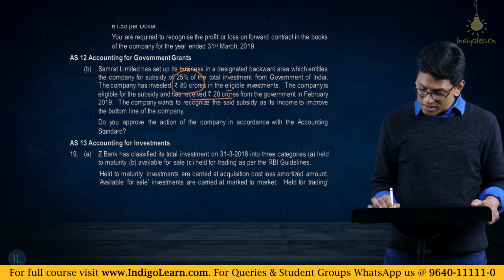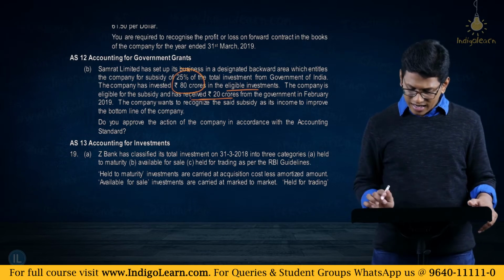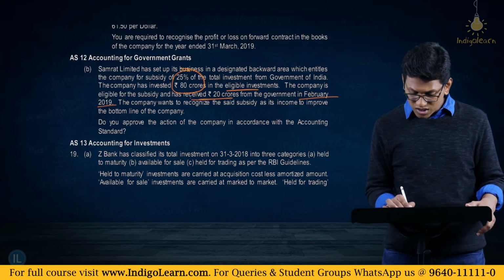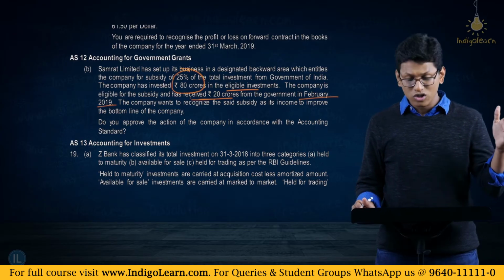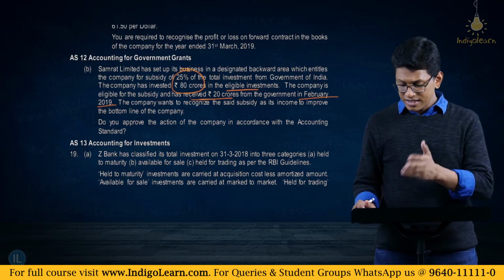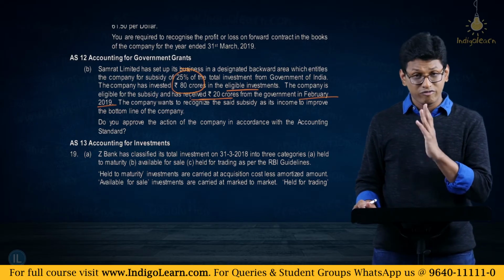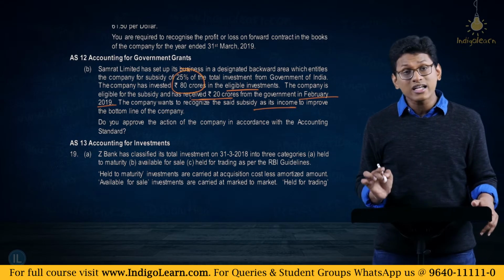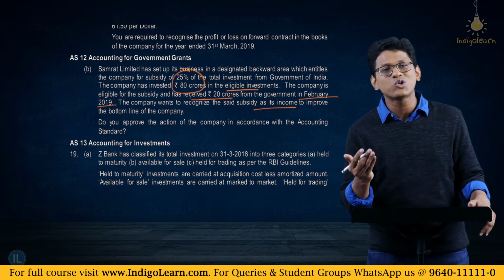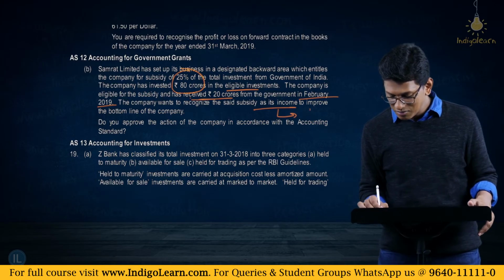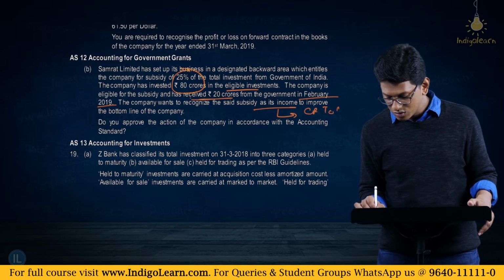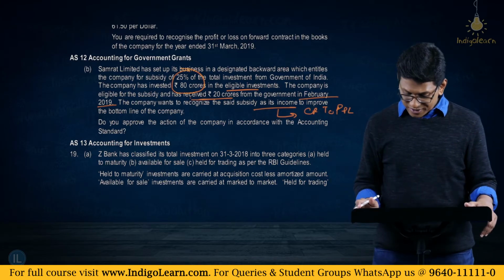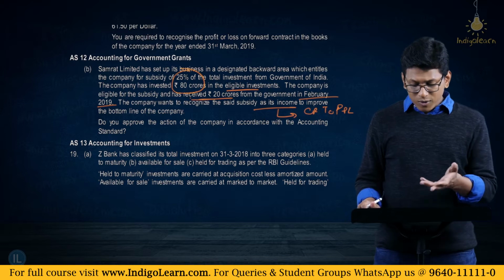Then eligible investment, it says. So conditions are met, and it received 20 crores from government in February 2019. So we are as on 31st March 2019. The money is received in February 2019. The company wants to recognize the said subsidy as its income, meaning it wants to credit to P&L. That is what the company wants to do. Now, do you approve the action of the company?